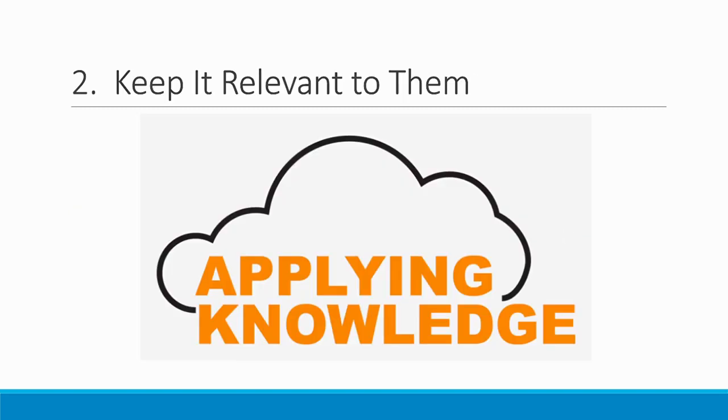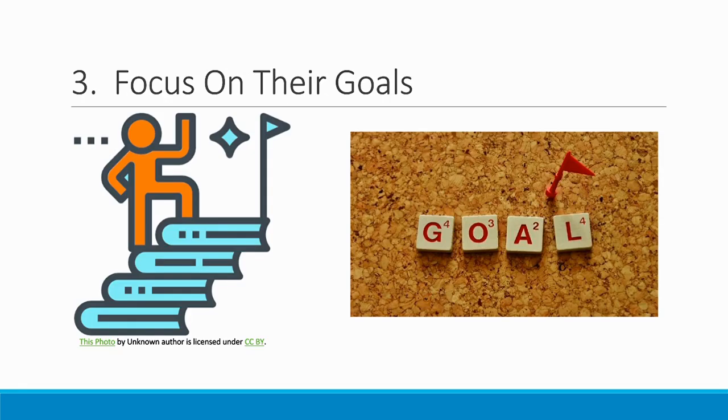Second, keep it relevant to them. Adults are relevancy-oriented, meaning that they consider how the information they receive can be used and applied in their daily lives. Therefore, working with the students to understand how they can apply the information they learn in class to their daily lives may help motivate them.